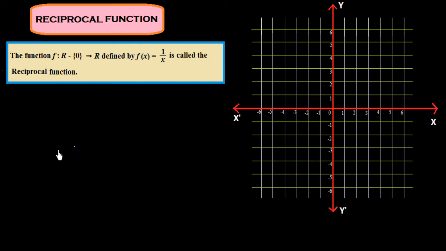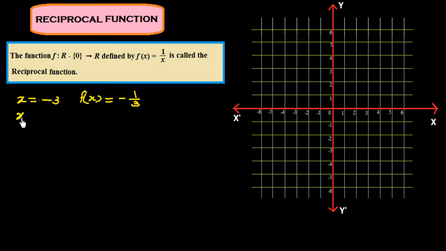Let us see how we make the graph of this reciprocal function and how we get the domain and range of this function. So we start with some explanation. If we take x equal to minus 3, we see what happens. First we take the negative values here. So f of x, which is also called y, is equal to minus 1 over 3.